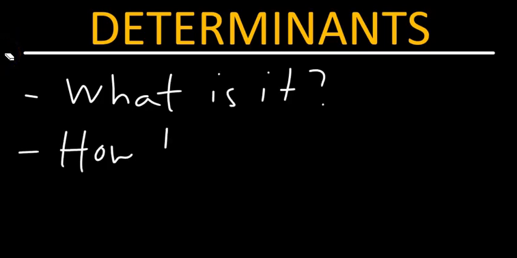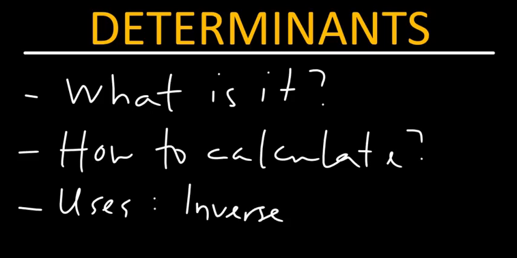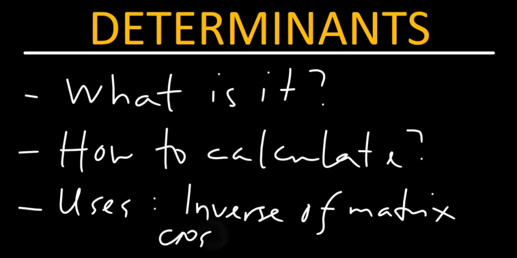In this video, we shall look at determinants. We shall see what a determinant is, and we will also show you how to calculate determinants. Important applications include computing the inverse of a matrix. So we use determinants to compute the inverse of matrices. We can also use the technique of evaluating determinants to calculate the so-called cross product of two vectors.